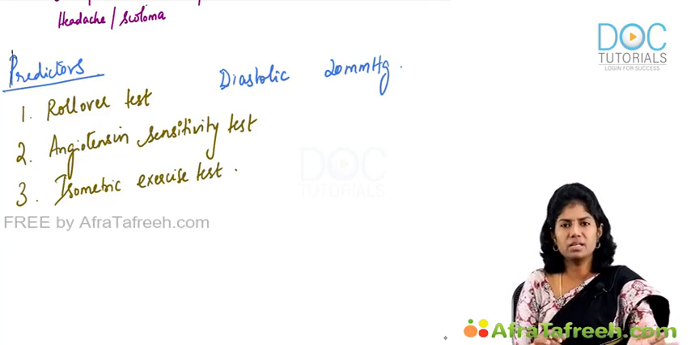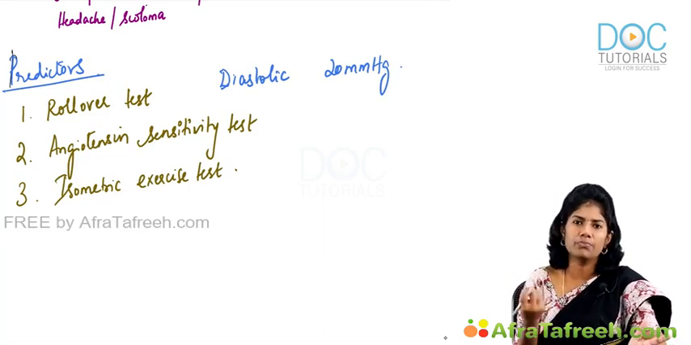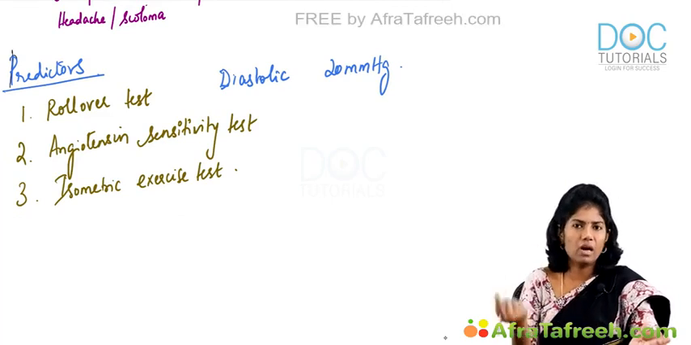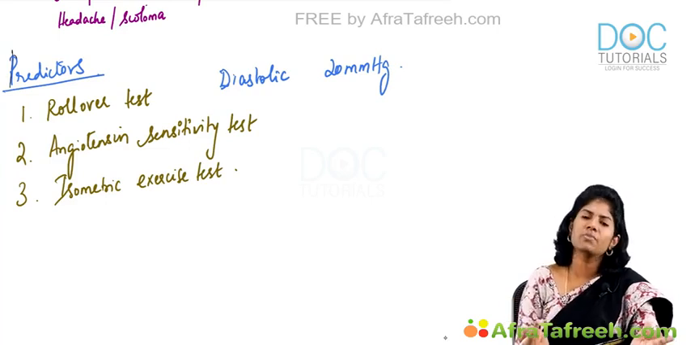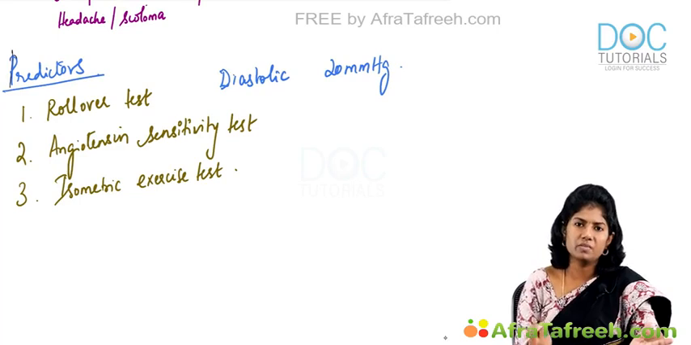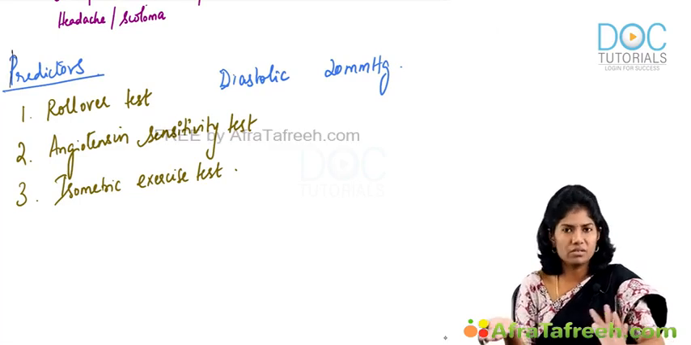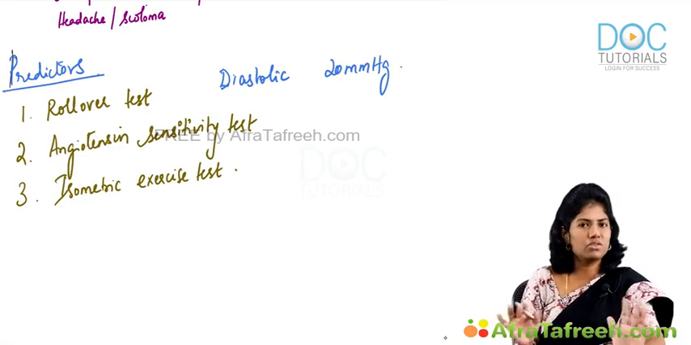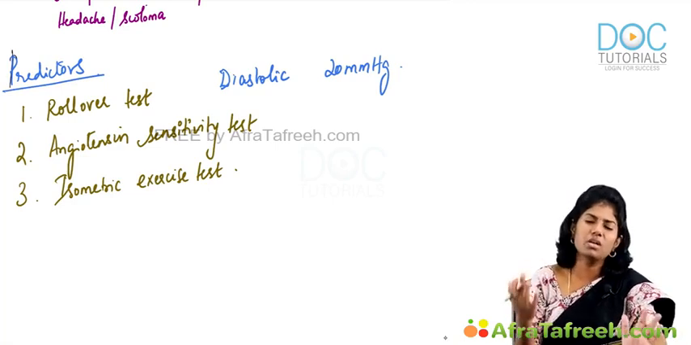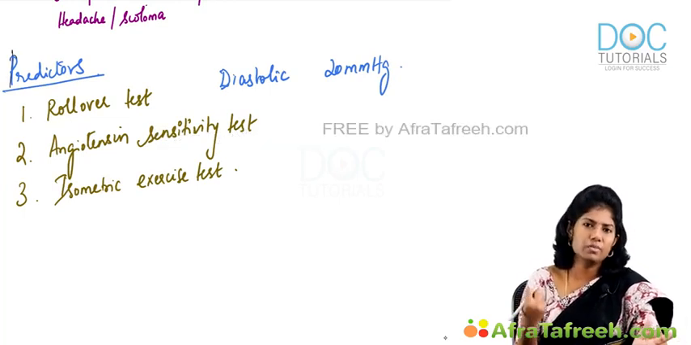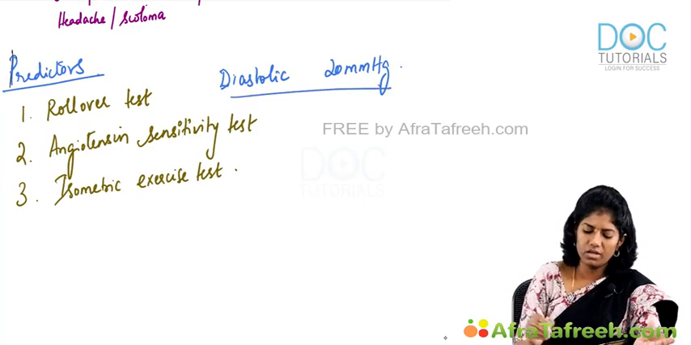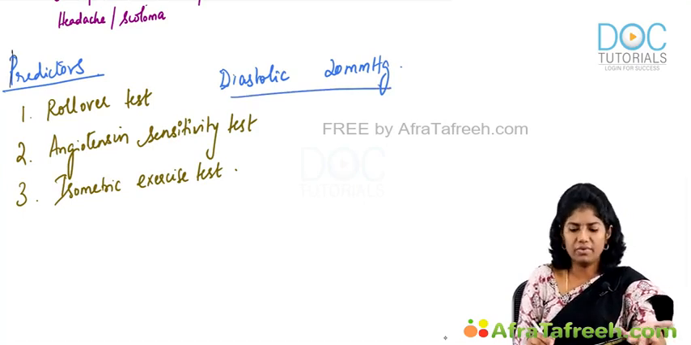Similarly, in the isometric exercise test, we give a smiley ball to the patient and ask the patient to press the smiley ball. Check the blood pressure before pressing the smiley ball and after. Now, if the blood pressure increases by more than 20 millimeters of mercury after this isometric exercise, then it means the pregnancy is at risk for developing preeclampsia. So all three are just the same. In the first one, you change the posture; in the second one, angiotensin sensitivity, you inject angiotensin; and in the third one, you give isometric exercise. So this is about the older tests that we were following.